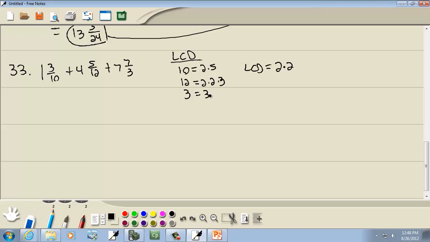Then I go to my next prime, 3. I'm looking for the greatest number of 3's on any single line. 1 here, none here. So the greatest number of 3's is 1. Then I go to the 5. 1 here, none here, none here. So the greatest number of 5's on any single line is 1. So that gives us 2 times 2 is 4. Times 3 is 12. Times 5 is 60. So we're going to rewrite each one of those with that new denominator, 60.